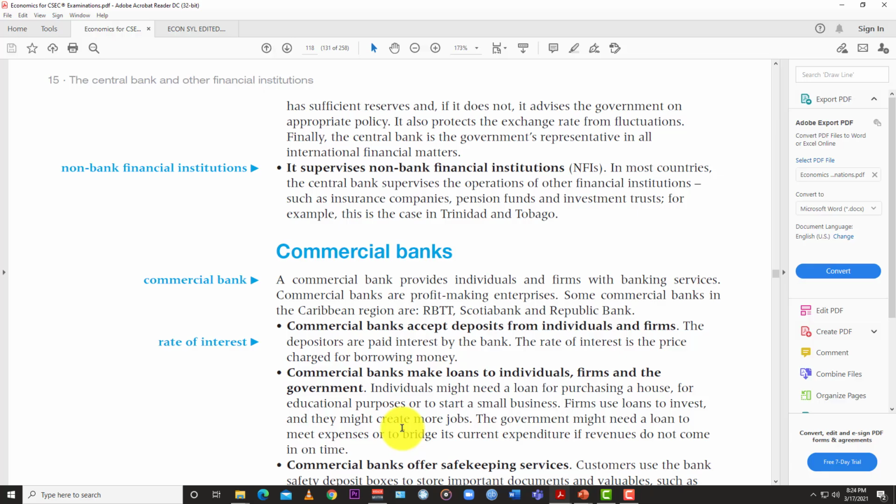All right, so the next one: non-bank financial institutions, like the credit unions, as I said before. The central bank supervises non-bank financial institutions. In most countries, the central bank supervises the operations of other financial institutions, such as insurance companies, pension funds, and investment trusts, for example. This is the case in Trinidad and Tobago. So that's the central bank.